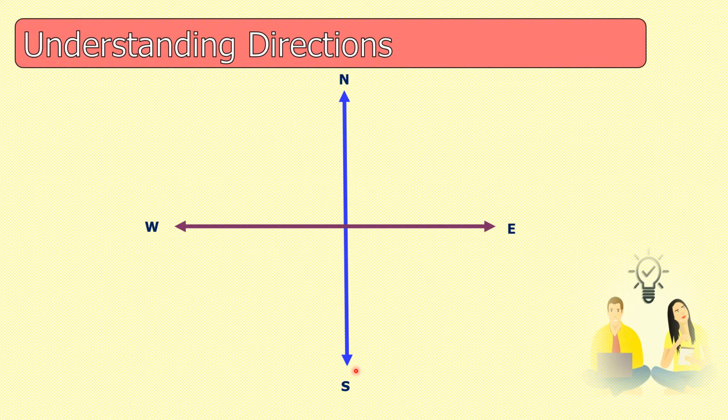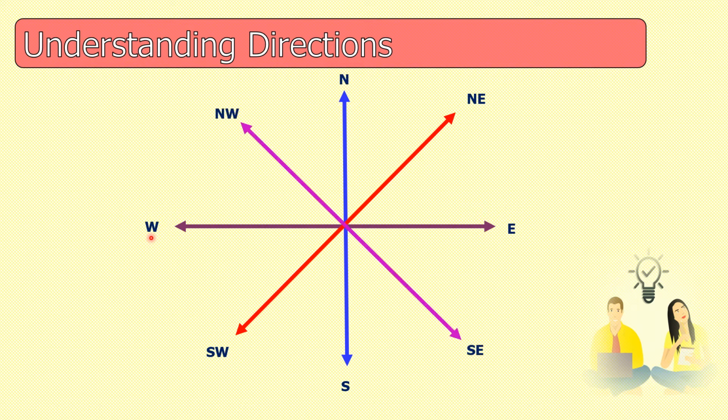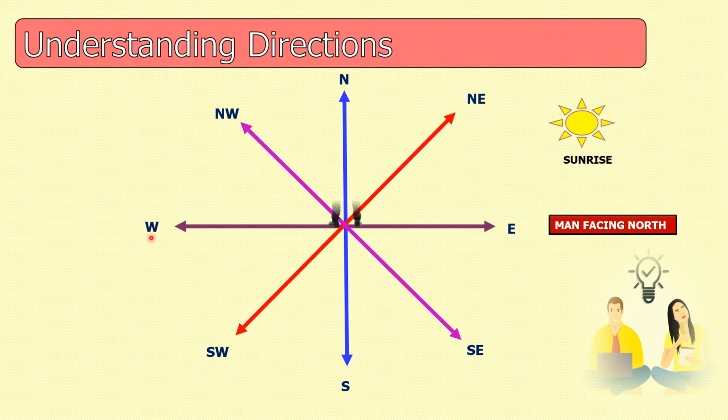If we are facing north, east is towards our right and west towards our left. Northeast is between north and east, southwest between south and west, and likewise for northwest and southeast. Sun rises from east. So here we are studying a man who's facing north.